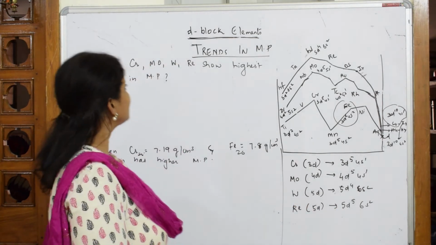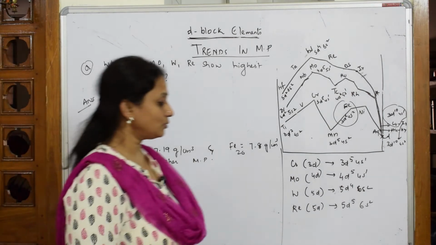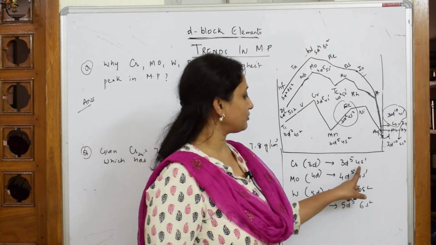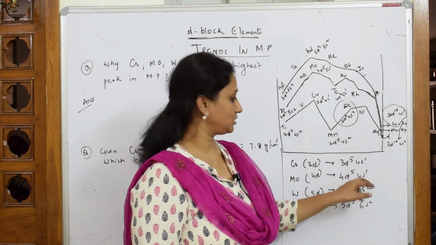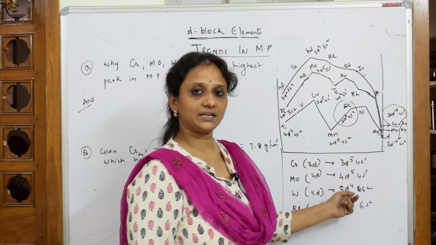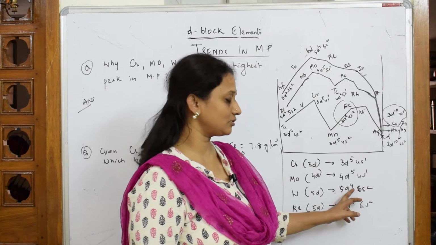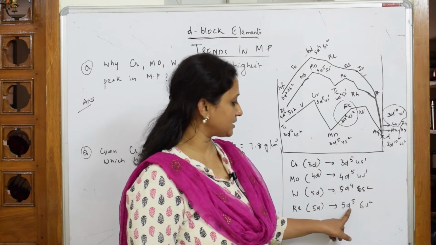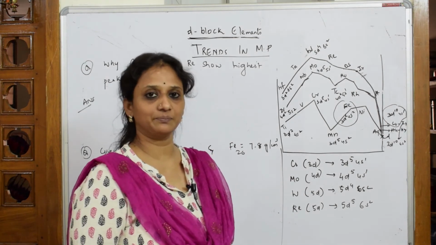So what are you observing? Why do they have the highest peak in the melting point? Now see the number of unpaired electrons: half filled, but here you have one unpaired electron. Here also half filled, one unpaired electron. Here 4 unpaired electrons, isn't it? In 5d4, 1, 2, 3, 4 unpaired electrons here. And here it is half filled, and 6s2 is filled completely.